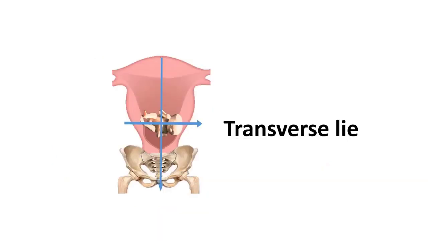Now in this we can see that this is the longitudinal axis of the uterus and this is the longitudinal axis of the fetus, because the long axis of the fetus is in a horizontal direction, right? So the fetus is lying in the horizontal direction. We can see that the long axis of the fetus is at a 90-degree angle, or perpendicular, to the long axis of the uterus, right? So this is the transverse lie. What happens in transverse lie? The long axis of the fetus is perpendicular to the long axis of the uterus.